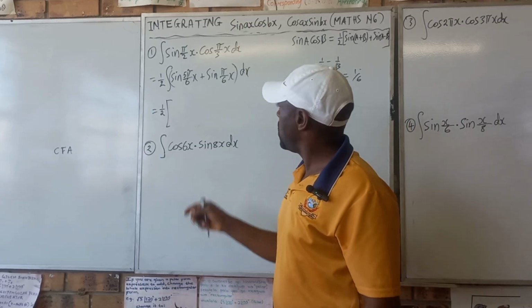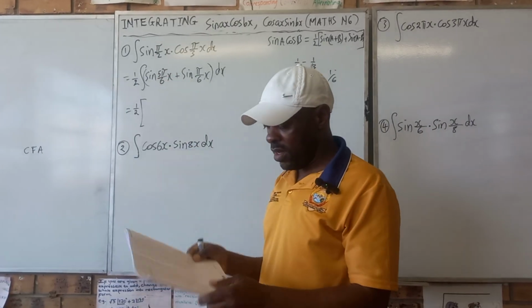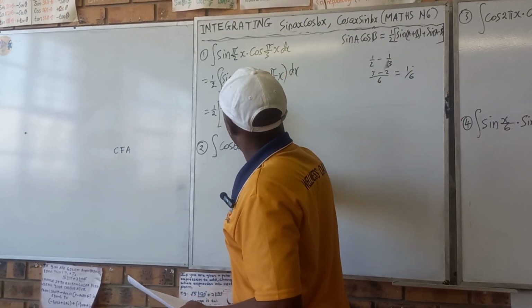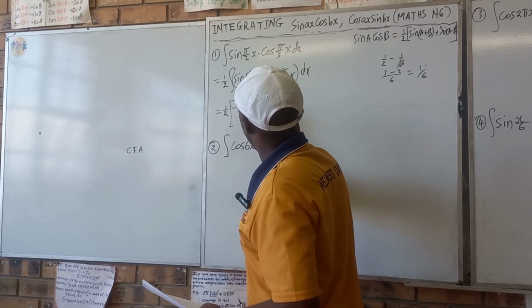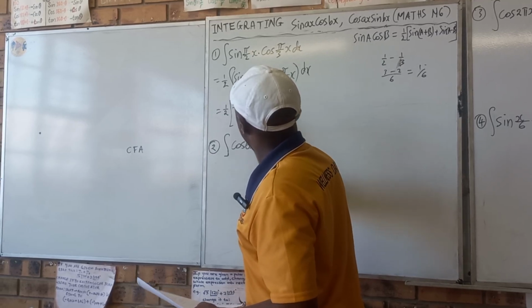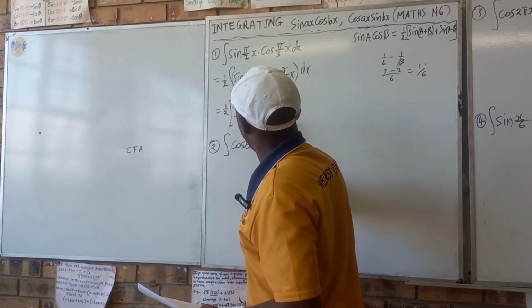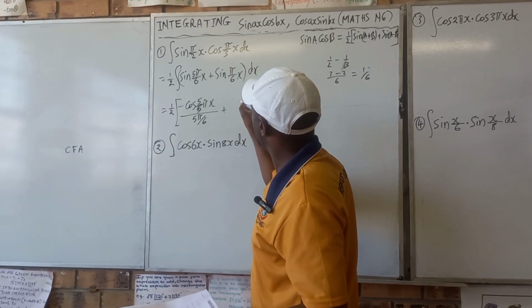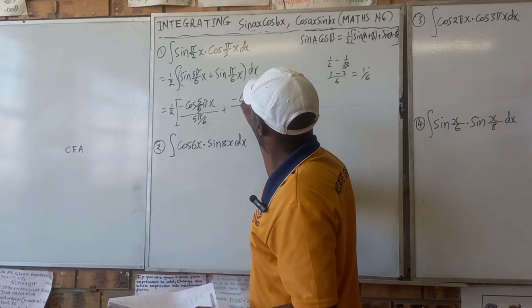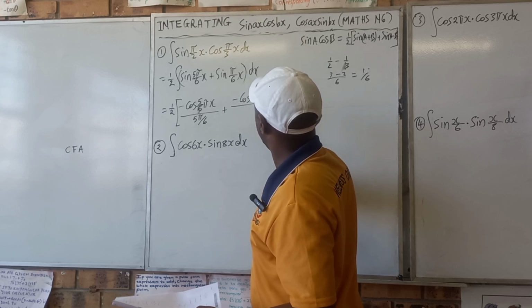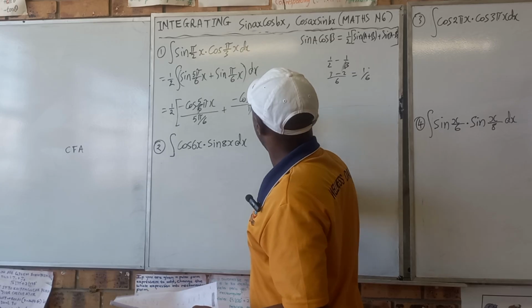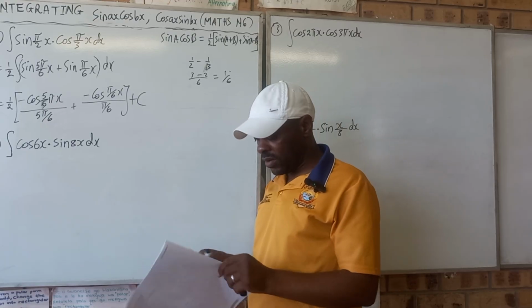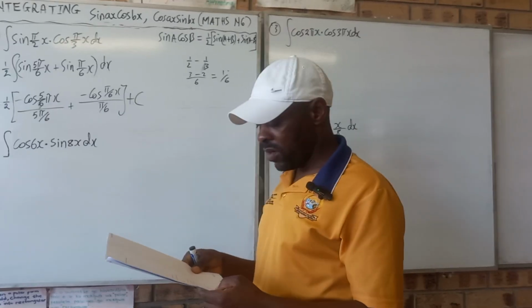So the integral of sine AX, this will be an A on page 2. When I integrate sine AX, I get negative cos AX divided by A, and my A is 5 pi over 6. So that's it for the first one. The second one, I will also get plus negative cos pi over 6x divided by pi over 6 plus. So with that one, I'm done. So that's how simple it is, guys. All you need to do is pick the right formula on your formula sheet.